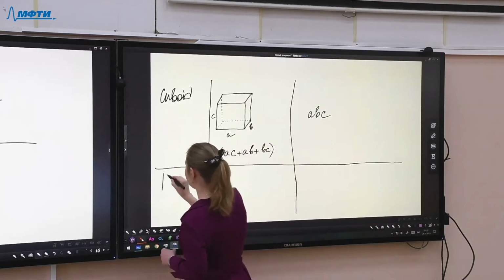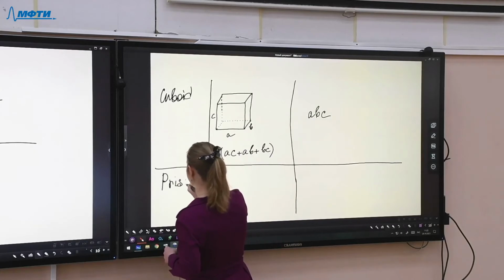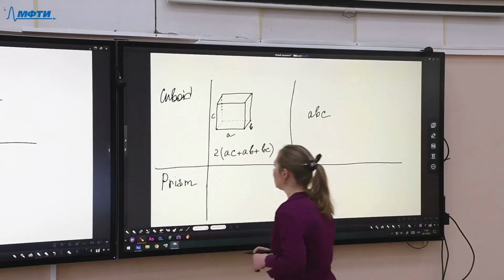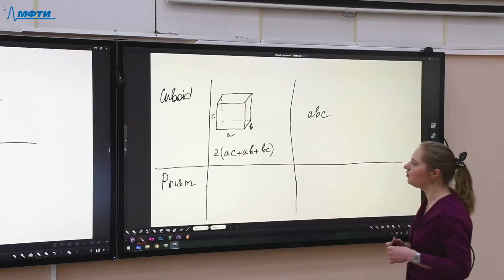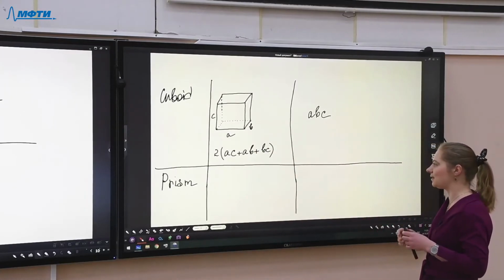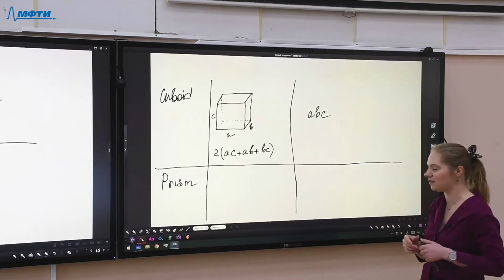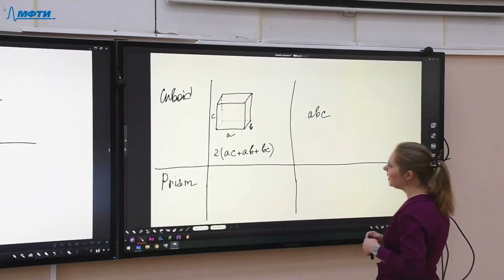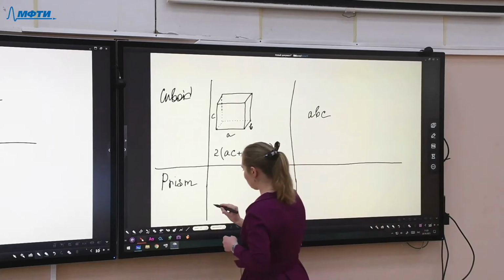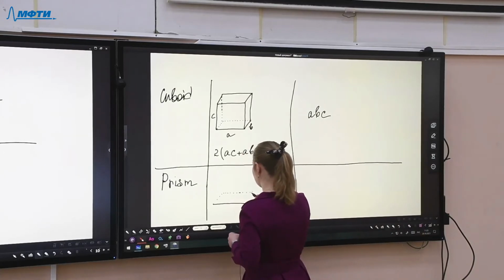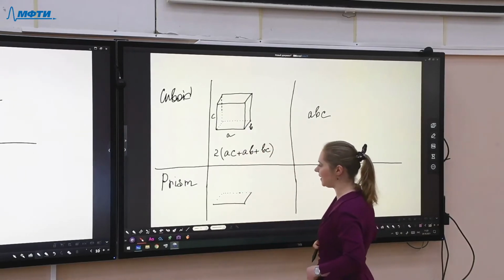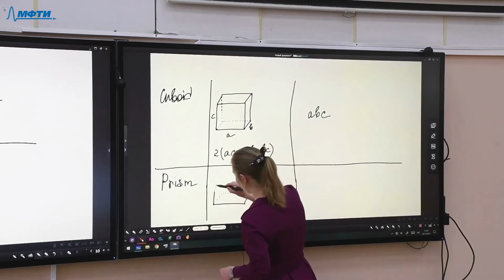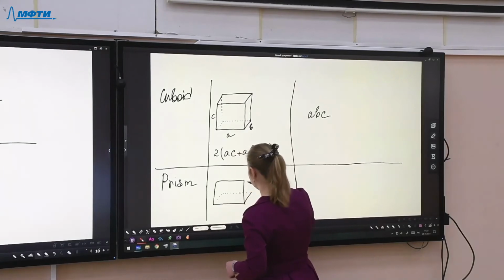Then let's consider a prism. Actually, we can say that a cube and a cuboid are particular cases of prisms. But maybe we have not a square or a rectangular at the base of this prism, so we need to consider this case separately.